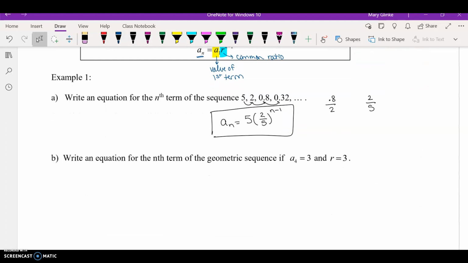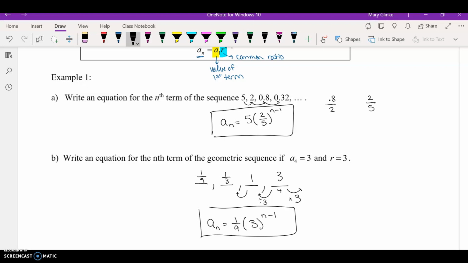So we're going to do the same idea with this next one, except we're given the 4th term. There are many different ways to do this. Our 4th term here is 3. Our common ratio to get from one term to the next is to multiply by 3. So option number 1 is to just divide by 3 until you get to your first term. Once you know your first term, you can go ahead and write a sub n equals 1/9 times 3 to the n minus 1. And you can always check your answer by plugging in 4 for your n and seeing if that works.